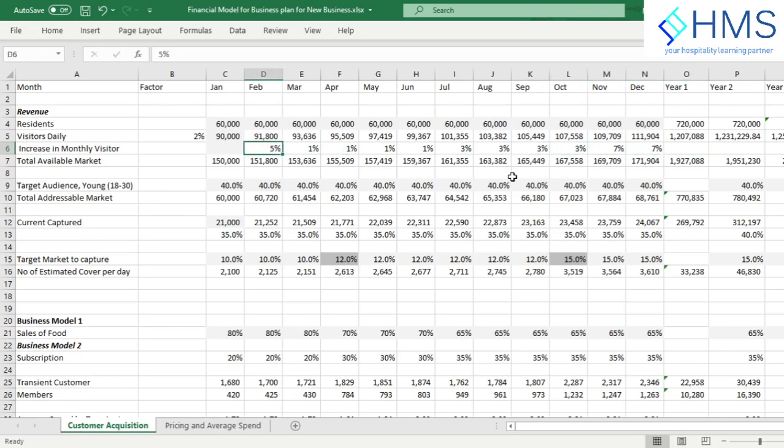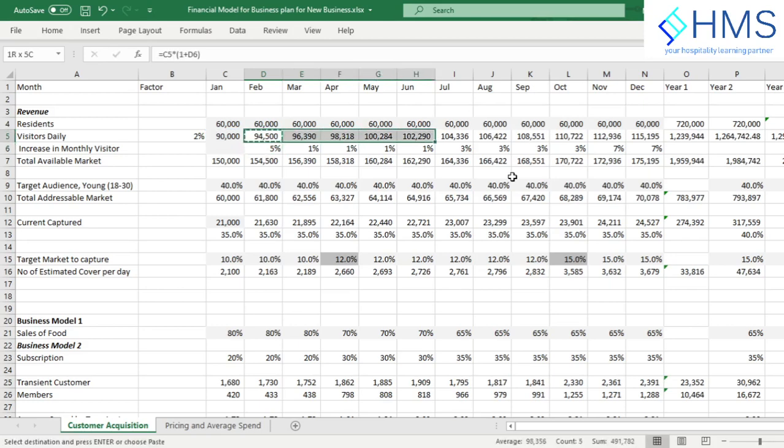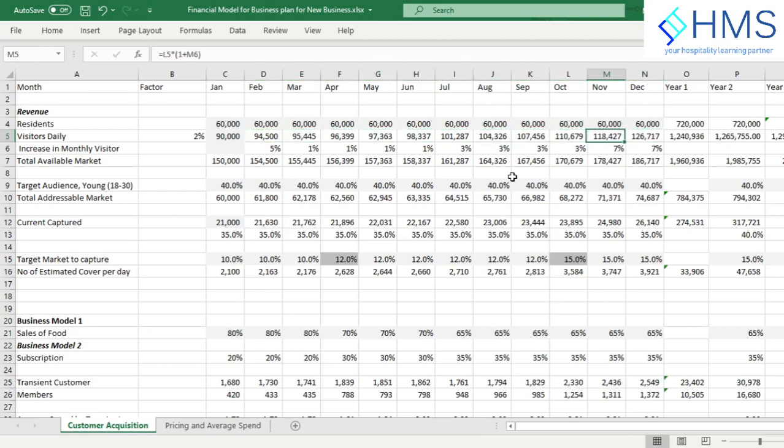Now this is the increase, right? So what you are going to do is, instead of multiplying with the standard percentage, you can increase it by their individual percentage, and then you can follow the formula. So it will increase the daily visitors, monthly visitors. Now these are monthly visitors, not daily visitors anymore, in the mall, and that will increase your total addressable market, total available market, total capturable market.